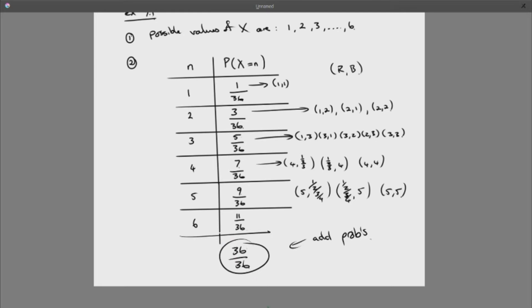Does that make sense, that it should be 36 out of 36? Yes, because one of those has to happen. It doesn't have a choice. Something has to happen. And the only options for the largest number are 1, 2, 3, 4, 5, and 6. So my probabilities altogether have to add up to 1, because something is guaranteed to happen. But you see clearly they're not all equally likely.